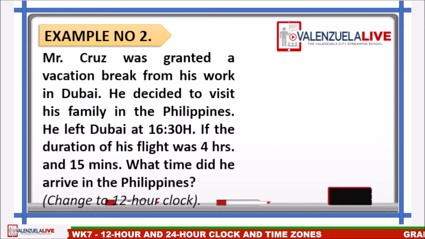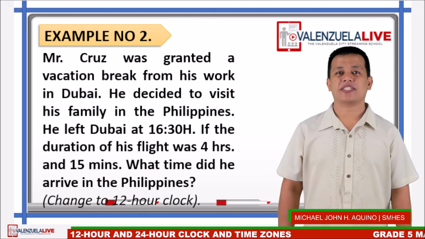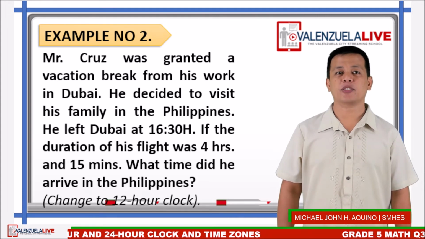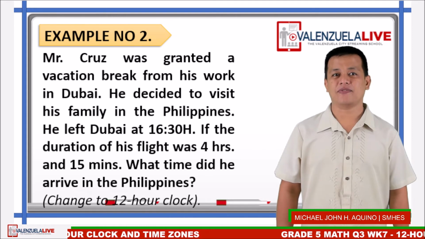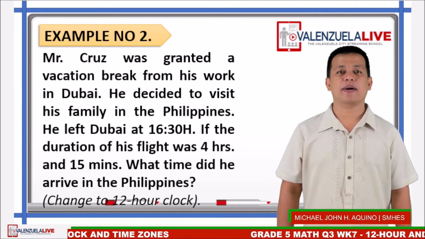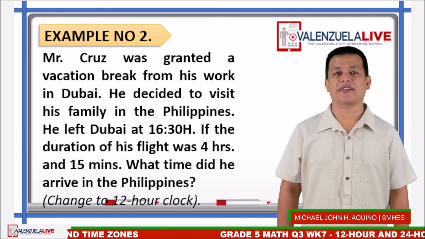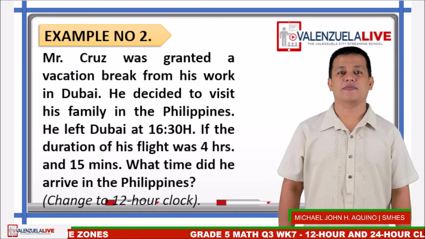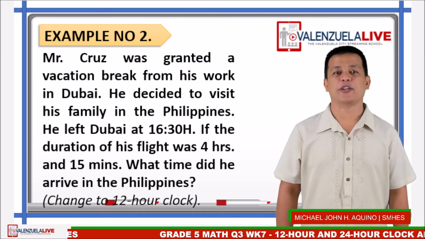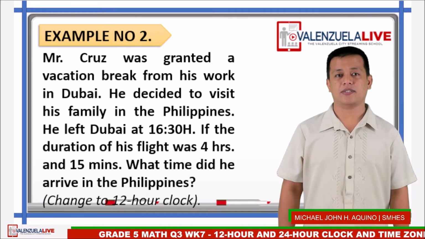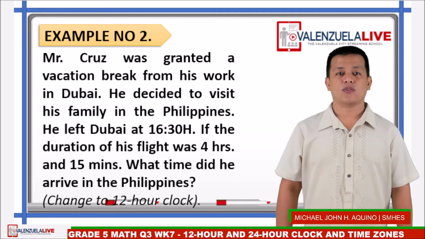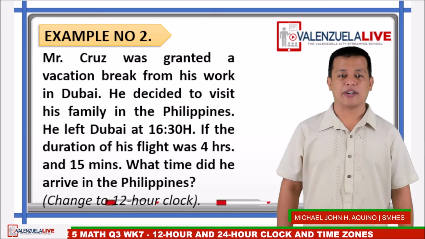Example number 2. Mr. Cruz was granted a vacation break from his work in Dubai. He decided to visit the family in the Philippines. He left Dubai at 16:30. If the duration of his flight was 4 hours and 15 minutes, what time did he arrive in the Philippines? We need to change the 24-hour clock to 12-hour clock.